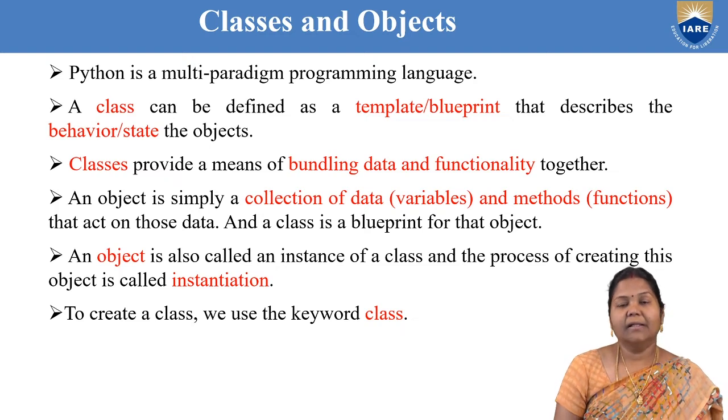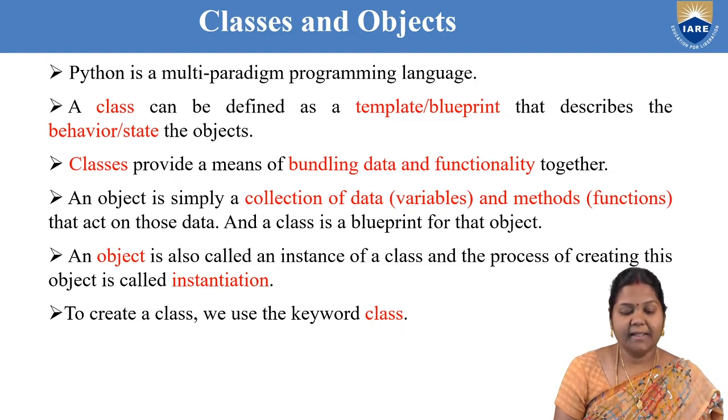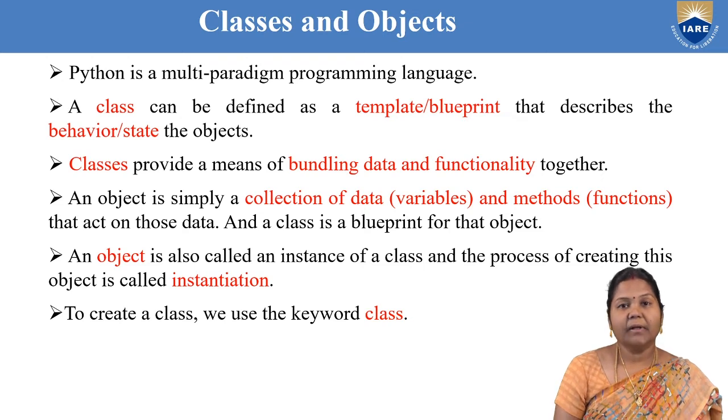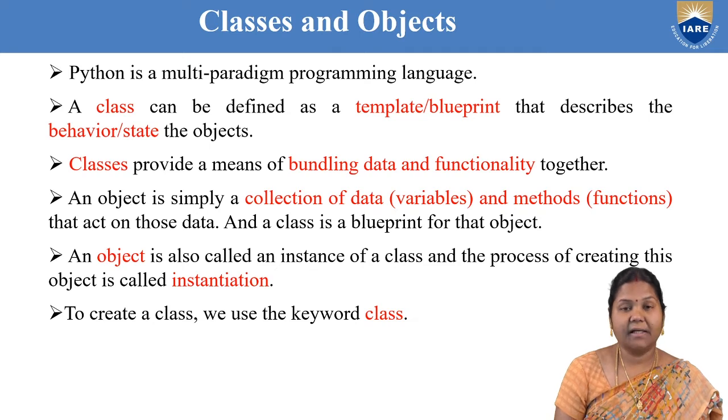Now, in any object-oriented language, a class can be defined as a template or blueprint that describes the behavior or state of the objects. Now, what do you mean by it? So, in object-oriented terminology, every class provides the means of bundling the data and functionalities together. Now, an object is simply a collection of data and methods that act on those data. So, for those objects, class is just a blueprint or template.